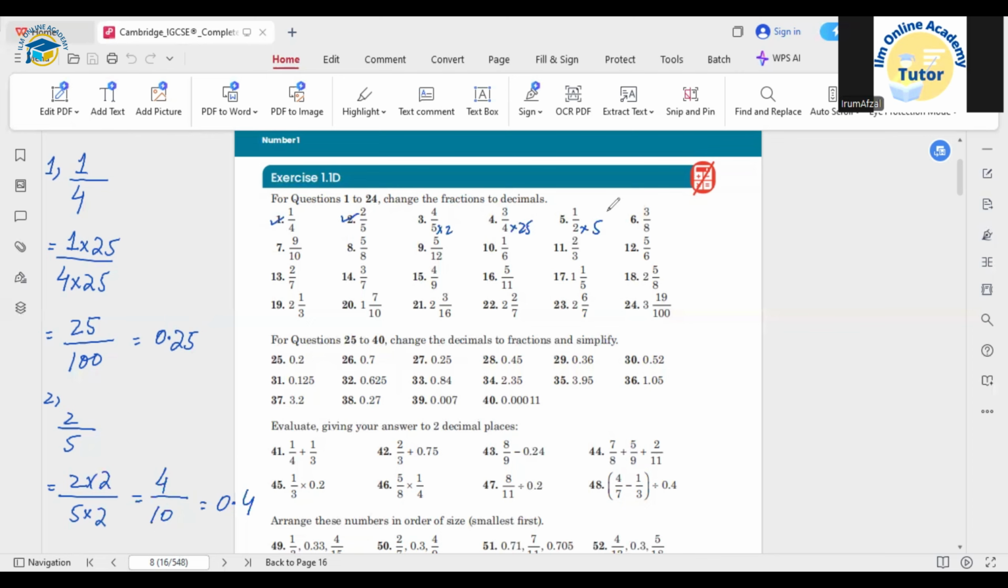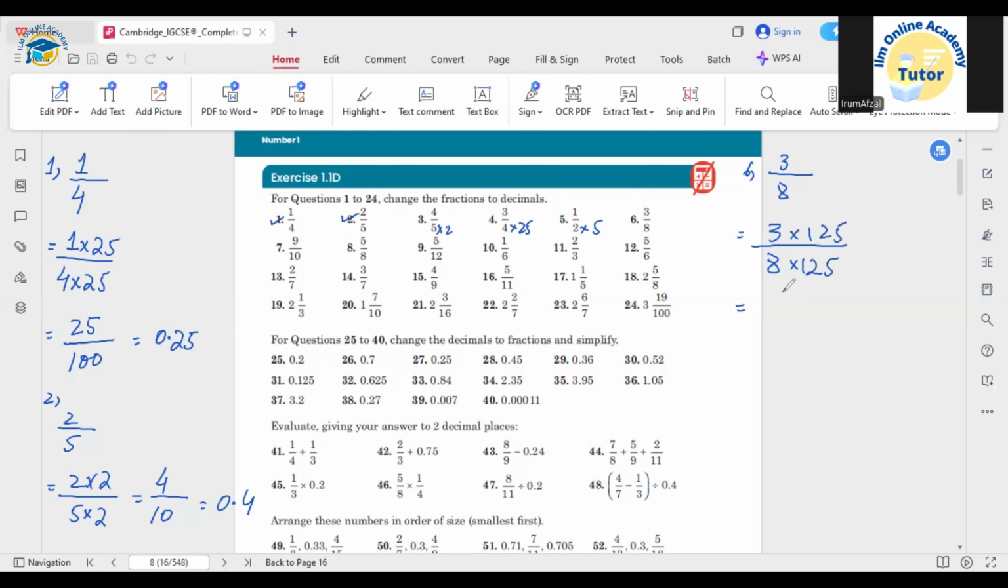Next, here they give us 3 by 8. So let's see if we can convert it directly into the decimal form or not. So accordingly, we will check. Here as well, we need to check whether we can change this denominator into hundreds, thousands, like this. So here, this 8 can be multiplied by 125 in the numerator and in the denominator as well.